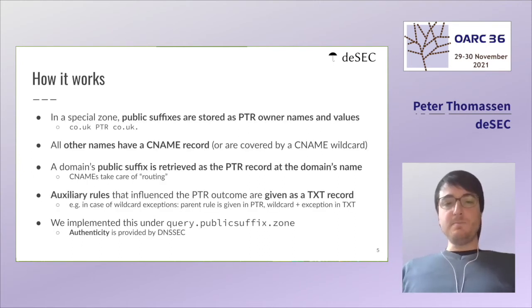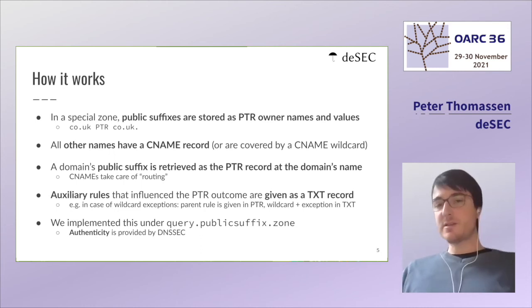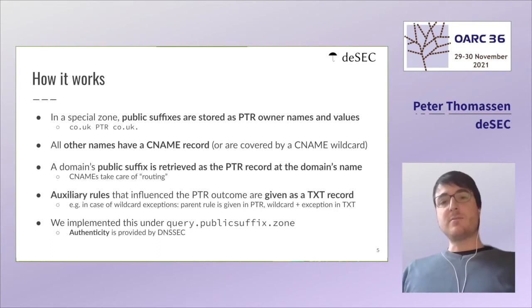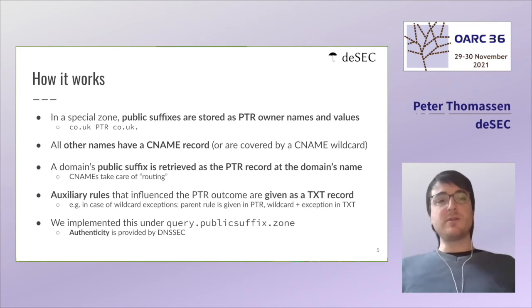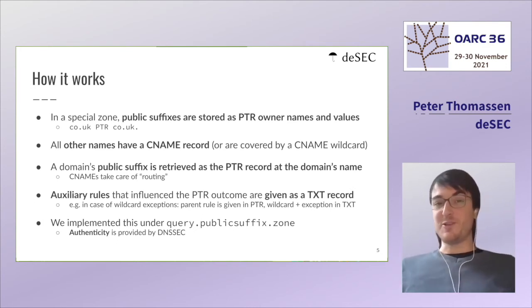So here's how we thought this could work. We created a special zone and iterate over this public suffix list and take each public suffix and create a PTR record for it. And we use the public suffix both as the owner name under this zone and also as the value of the PTR record. So if you would query the PTR record for co.uk, whatever the zone you're using is, the response would be: the public suffix of co.uk is co.uk.